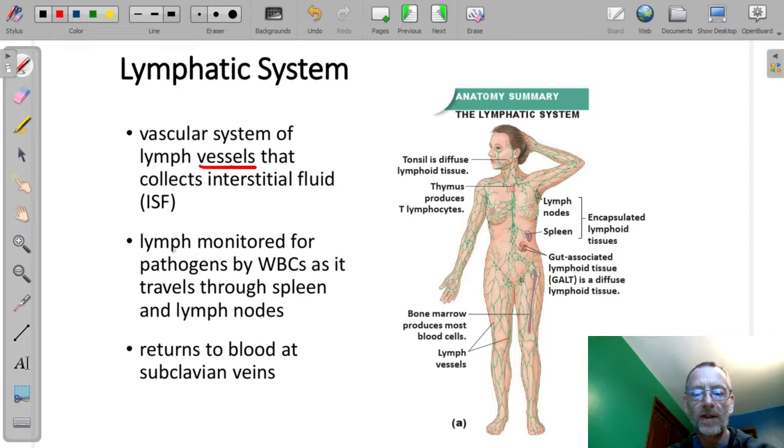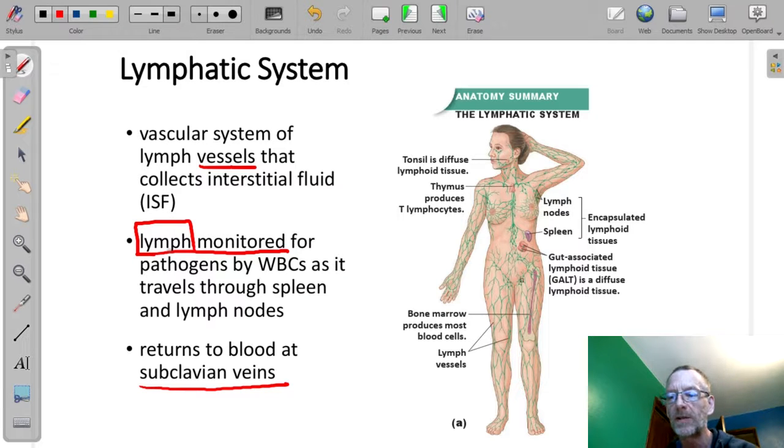But along the way, the lymph is monitored by cells of the immune system, looking for pathogens and foreign molecules that shouldn't be there. So it's the white blood cells that essentially filter the lymph. And the white blood cells are scattered throughout this lymphatic system before it is returned to the blood. So ultimately, the lymph returns to the blood at the subclavian veins. But we're working with lymph, not blood, that's traveling through the lymphatic vessels.